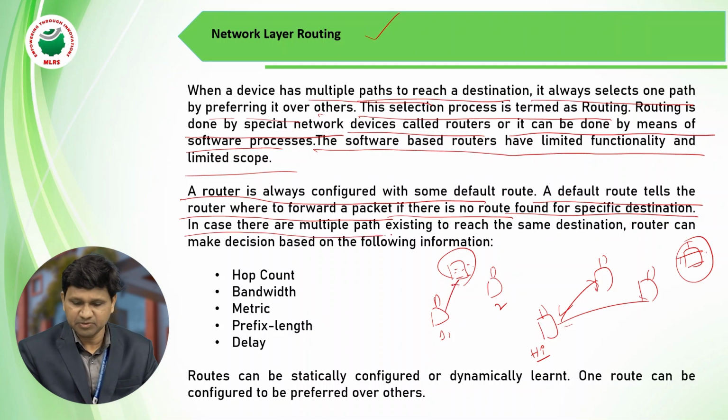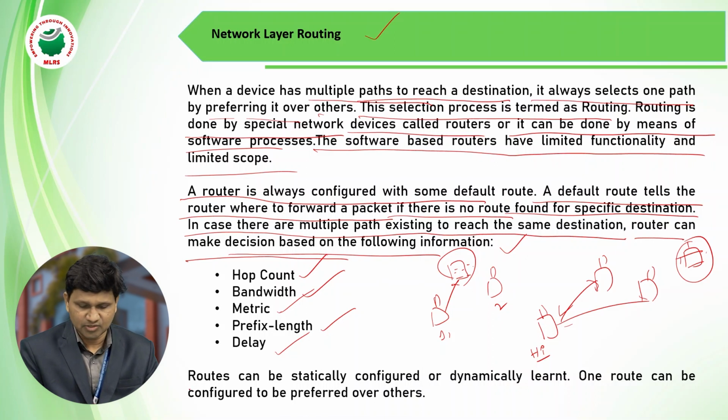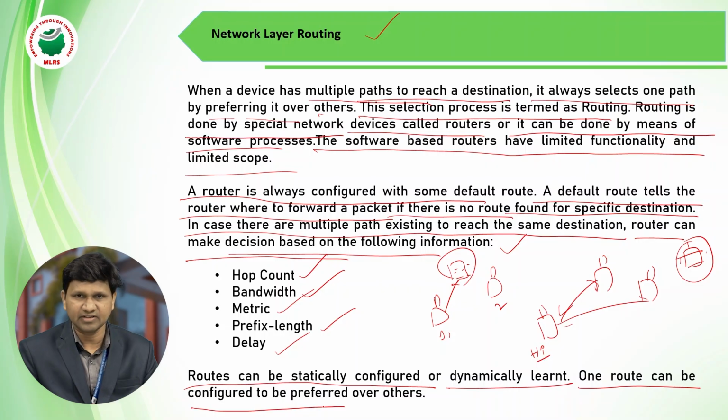In case there are multiple paths existing to reach the destination, the router can make a decision based on the following information, on how it sends or exchanges the data. These are the following pieces of information used to maintain the destination path: hop count, bandwidth, metric, prefix length, and delay. Based on this, the router itself allocates the path from source to destination. Routers can be statically configured or dynamically learned. One route can be configured to be preferred over others.